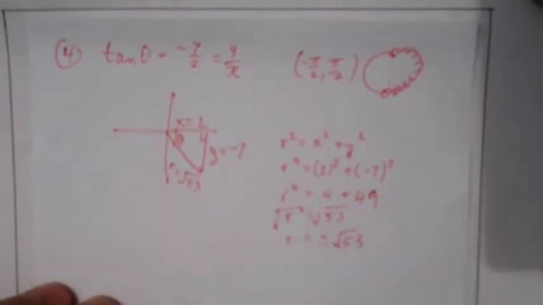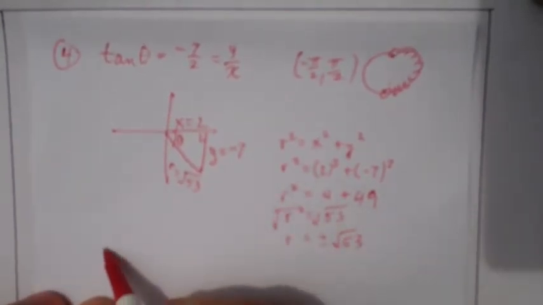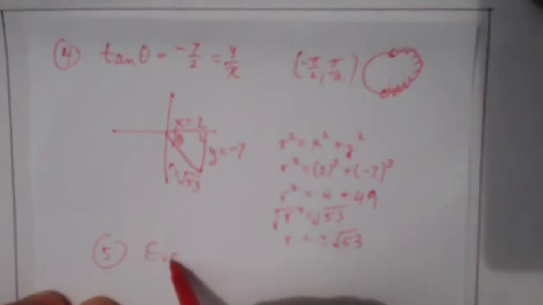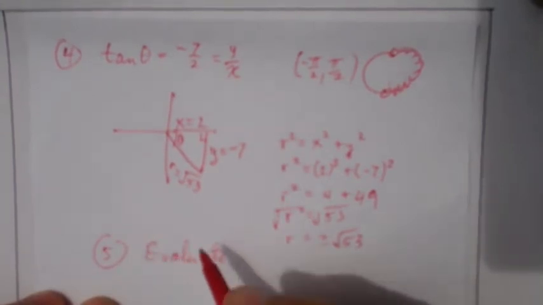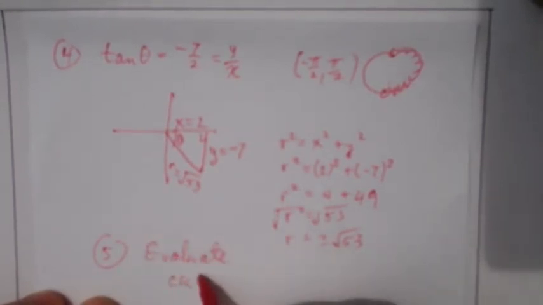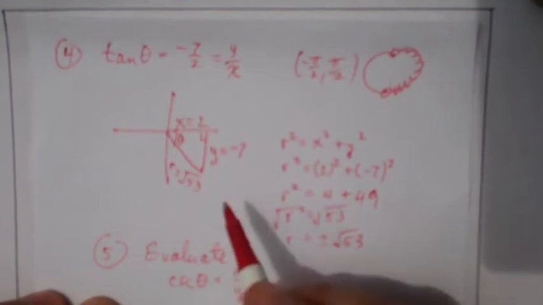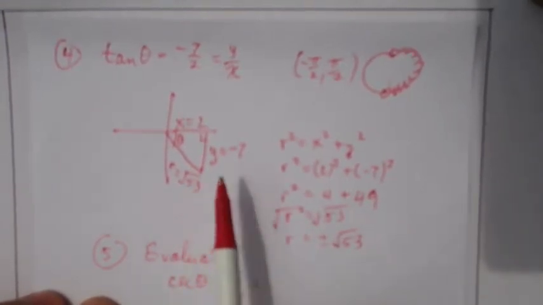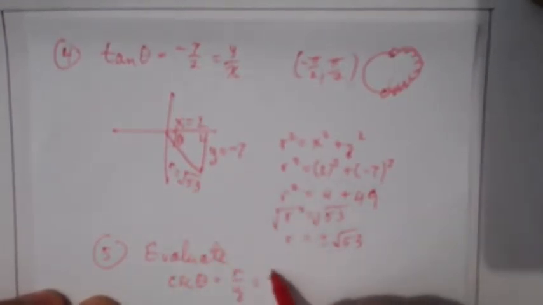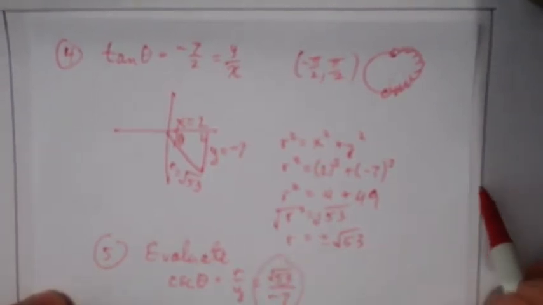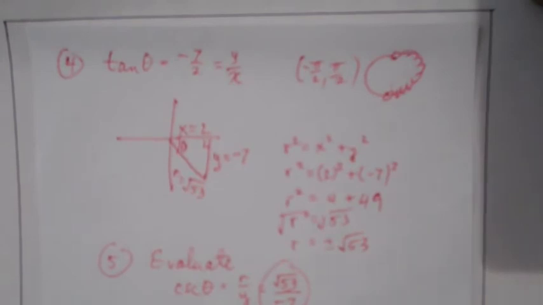Now, that allows us to go back. Now that we've got a reference triangle, we can finally evaluate what we wrote in step 2. We were looking for the cosecant of theta, but cosecant is defined as r over y. So looking back at our triangle, we have r and y. So square root of 53 divided by negative 7. That's our answer.